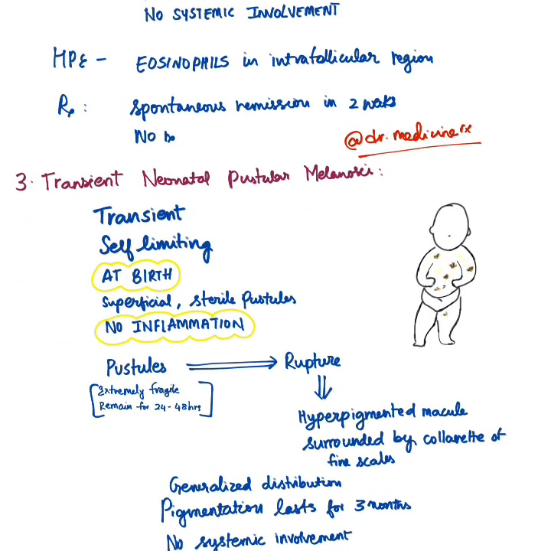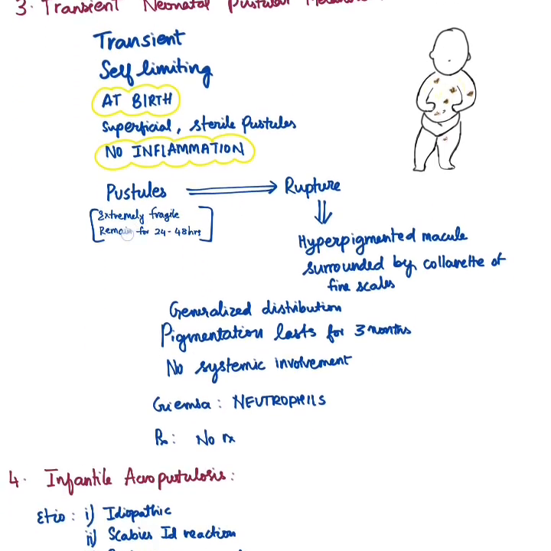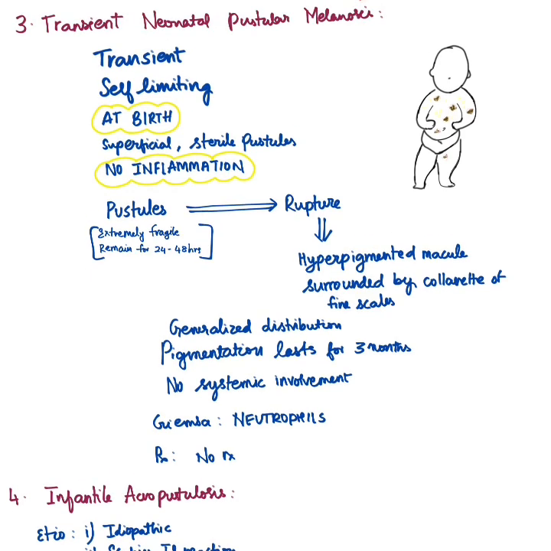On histopathological examination, we can see hyperkeratosis as well as eosinophils in the intrafollicular region as well as perifollicular eosinophilic infiltrate. The cultures are going to be negative because the pustules are sterile, and the Giemsa stain shows eosinophils. Management is that there is no requirement of any treatment because this condition resolves spontaneously within 10 to 14 days.